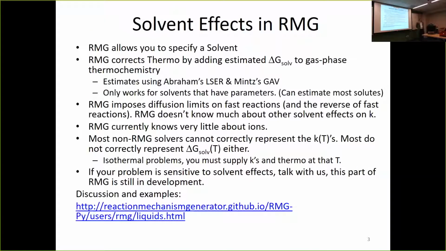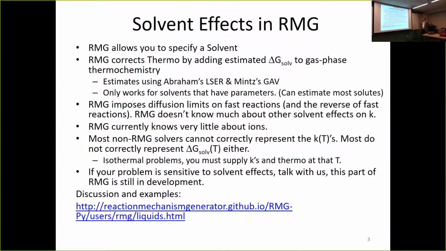So in RMG, we can represent solvent effects. So RMG lets you specify a solvent. I think you've already seen that in a few of the talks earlier. Like I think Matt had an example like that they showed. And what RMG does is it corrects the thermochemistry by adding an estimate of the delta G of solvation to the gas phase thermochemistry. So it just takes all the gas phase thermochemistry estimates, just like normal, and then it just adds in this extra factor. And exactly what the factor is depends on what your solvent is. So you tell it what the solvent is, and it just adds in a factor.